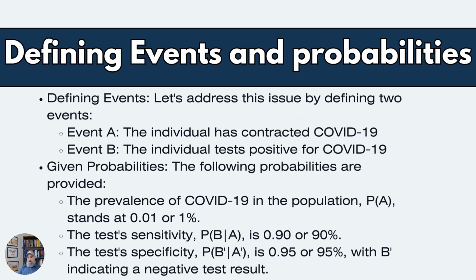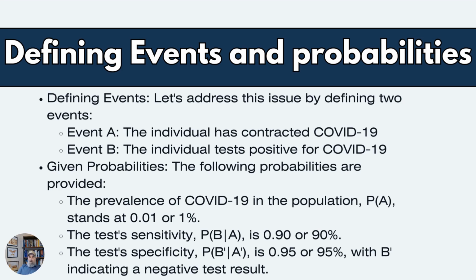Let's define events and probabilities. Event A, the person has COVID-19. Event B, the person tests positive for COVID-19. Once we've defined A and B as events, they have their own complementary events, A prime and B prime. A prime is the person doesn't have COVID-19, and event B prime, or B complement, is the person tests negative for COVID-19.